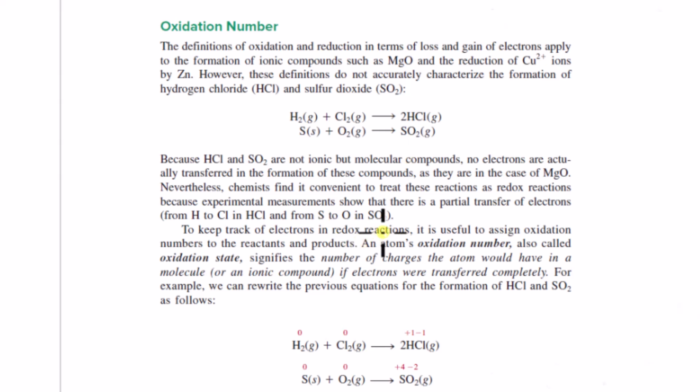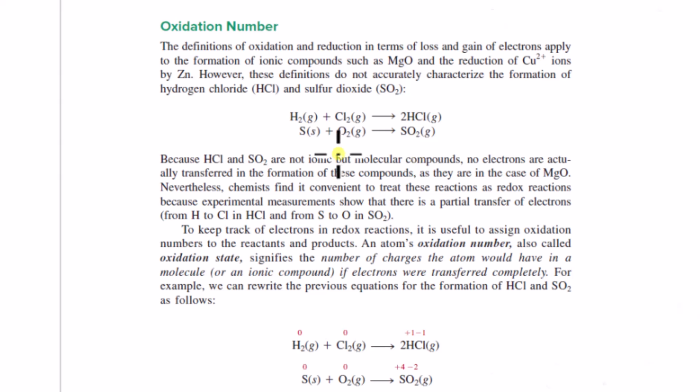Okay, but now, what are oxidation numbers? How do they work? How exactly are electrons transferred or repositioned in these reactions here? What are they talking about? They're saying that experimental measurements are showing that there is a partial transfer of electrons in these reactions. So what are they talking about? Okay, well, they're referring to a change in polarity.